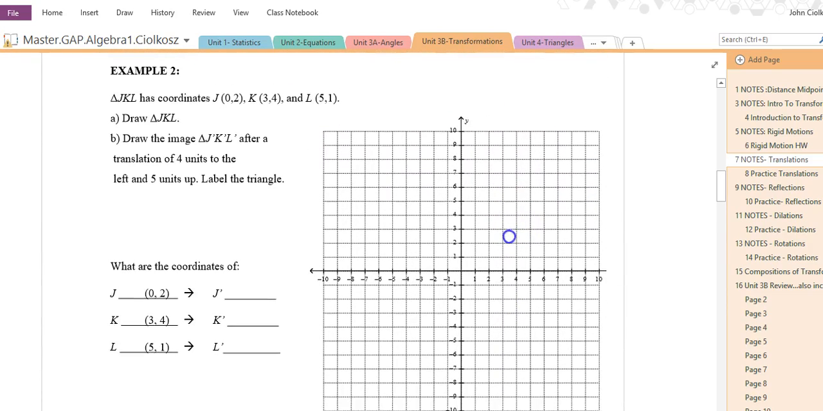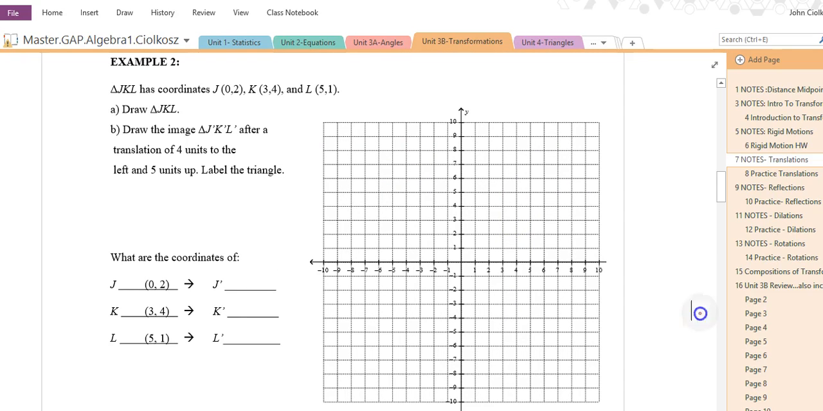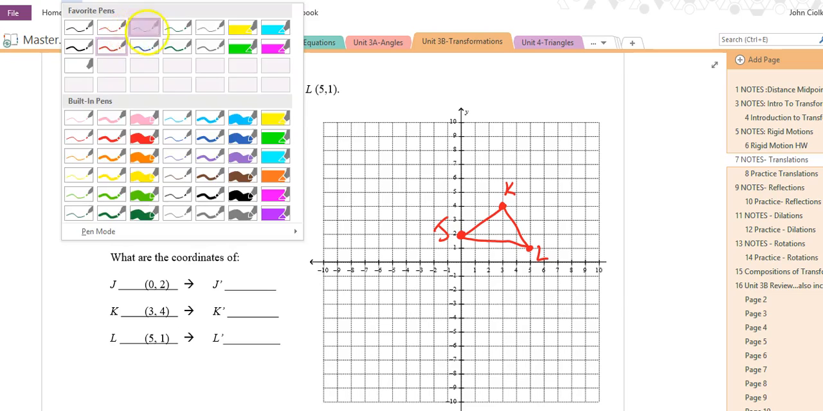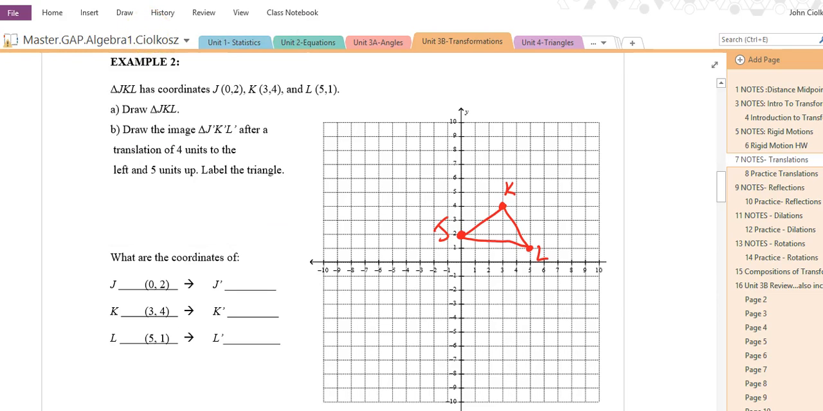Okay, so let's draw this triangle. J, 0, 2. K, 3, 4. And L, 5, 1. Now, translation 4 to the left. So that means it's like x minus 4. 5 up, y plus 5. So we're going to minus 4 from each x, and add 5 to each y.